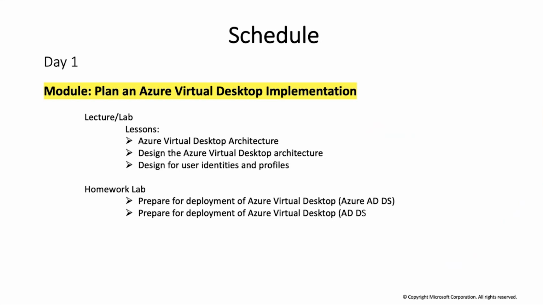This module has three sections. The first is Azure Virtual Desktop Architecture, in which you will get a good understanding of each and every element of the virtual desktop, the services, the products, the integration, how they are connected to each other, how they are relevant to Azure, and how they are connected to the Azure services. That is the first lesson. The second lesson is all about the design of the Azure Virtual Desktop Architecture.